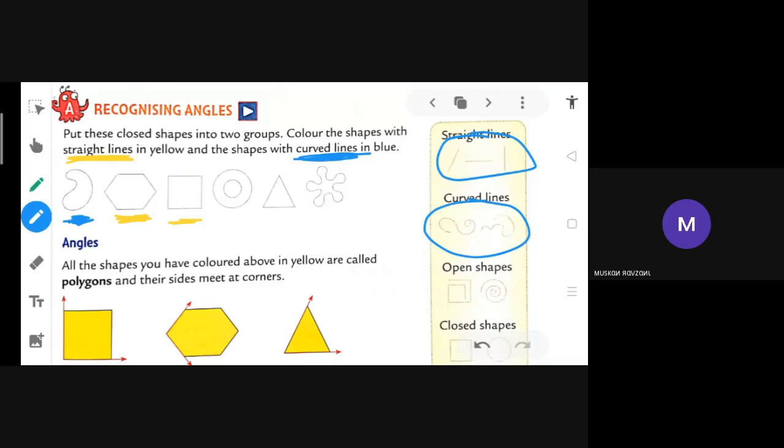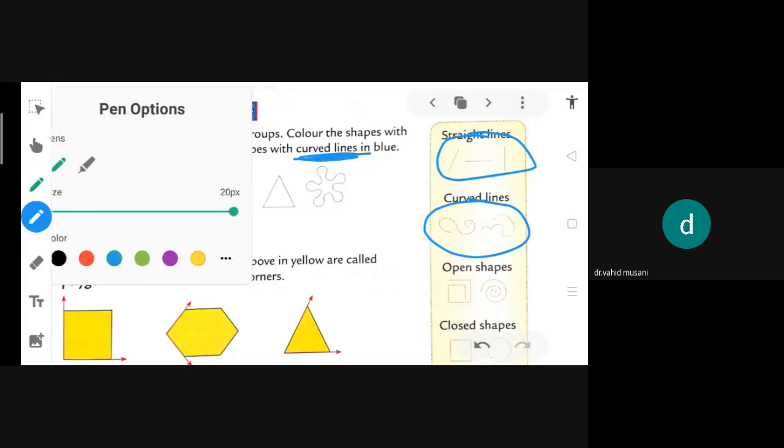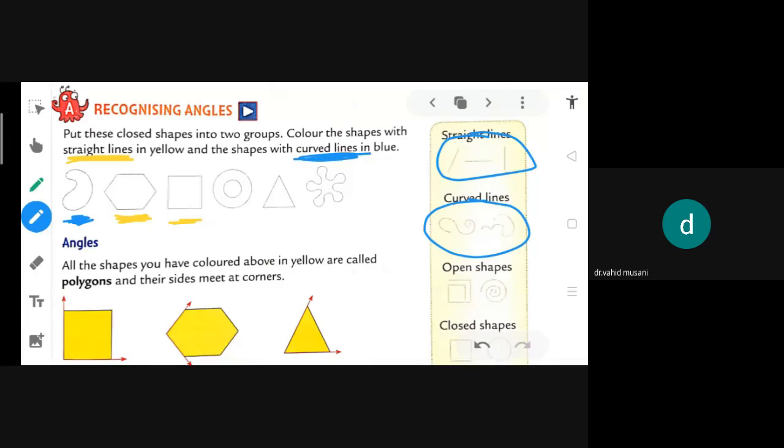Ma'am, I want to speak. Muskan, wait. Your turn has come now. That's why I'm asking Alisha. Alisha, tell me about the fourth shape. Curve line. So which color? Blue color.